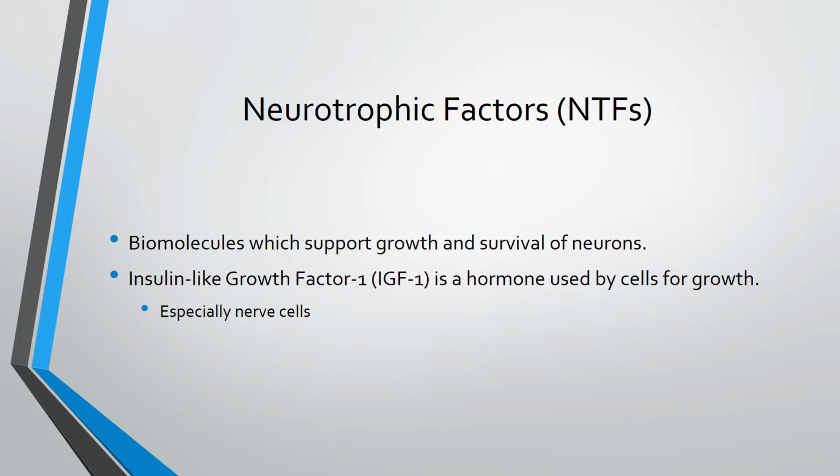Neurotrophic factors, usually peptides and small proteins, support the growth and development of neurons. A neurotrophic factor that may be involved in ALS is insulin-like growth factor 1, or IGF-1. IGF-1 is a hormone used for cell growth by almost every cell in the body, especially nerve cells.